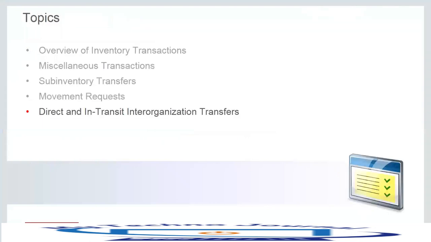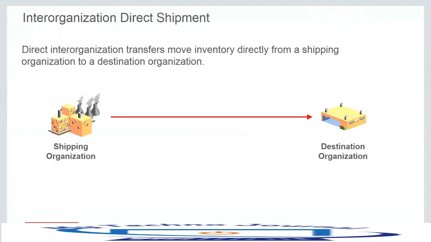It is direct and in-transit inter-organization transfer. So what is the inter-organization direct shipment? The direct inter-organization transfer moves the inventory directly from a shipping organization to a destination organization. You would not have to do anything. As soon as you click on submit, the quantity would go down by the transaction quantity in the source organization, and it would go up by that much quantity in the destination organization. There is nothing to be done after that if you do an inter-organization direct shipment.